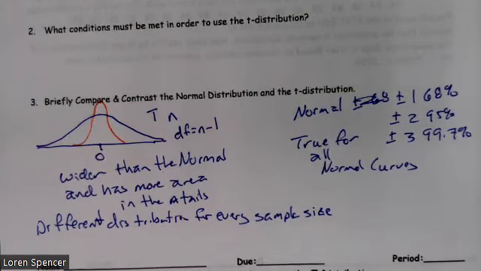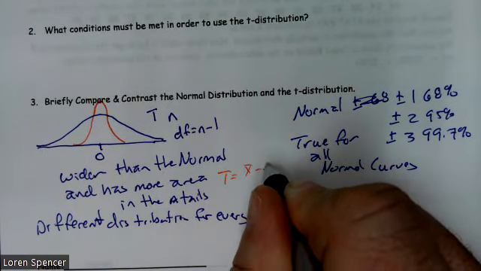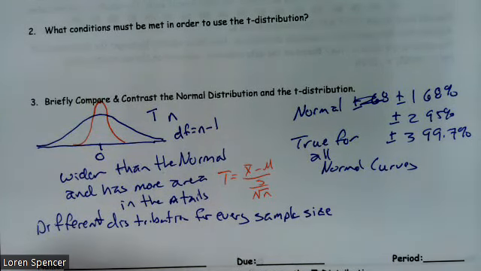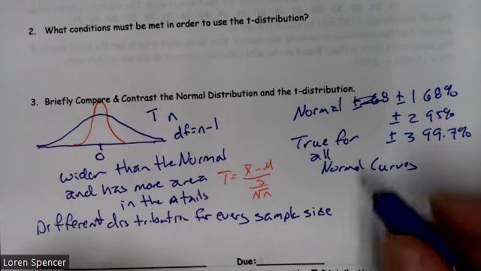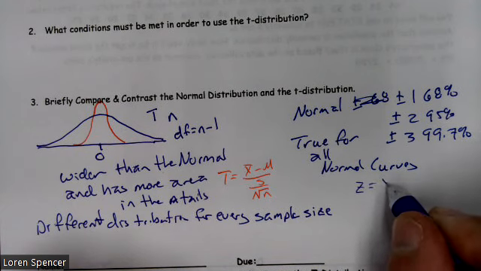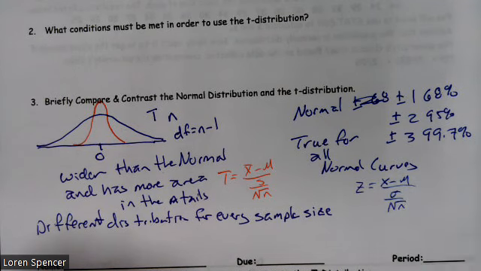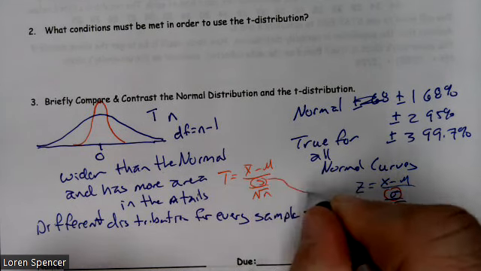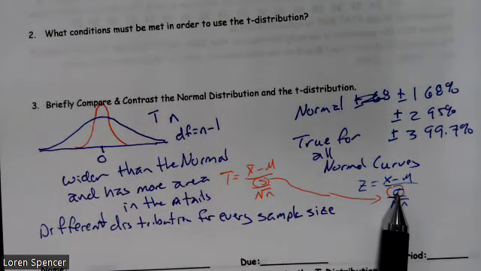Now the formulas are almost exactly the same. The formula for the T is simply T equals X bar minus mu, divided by S over the square root of N. When I compare that to the Z, it's X bar minus mu, divided by the standard deviation of the population over the square root of N. So the only difference between the two is that the T has the sample standard deviation and the Z has the population standard deviation.